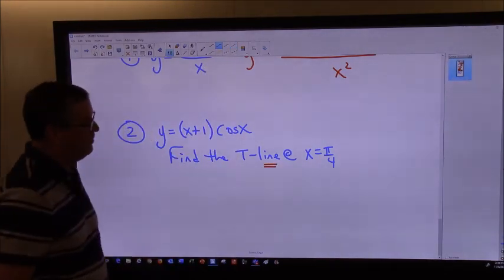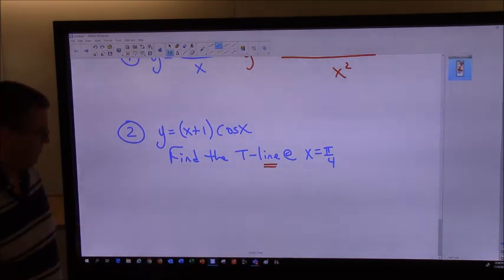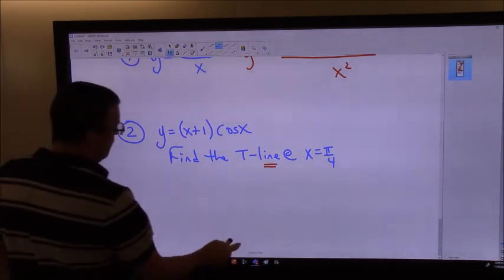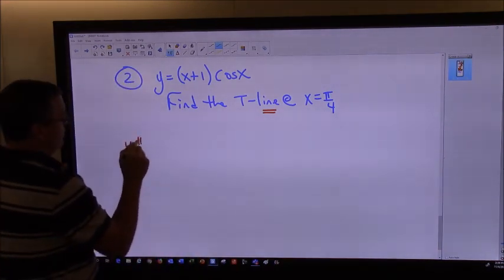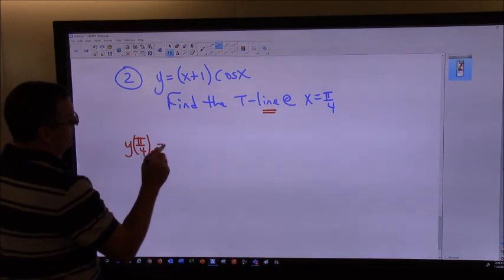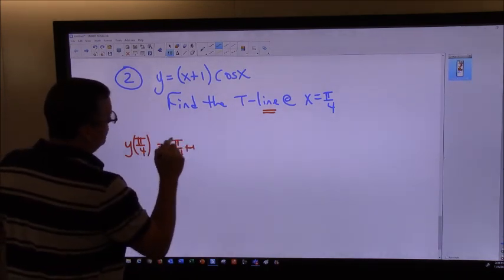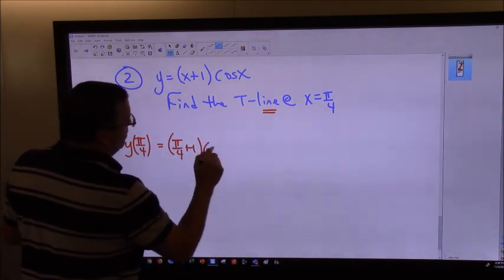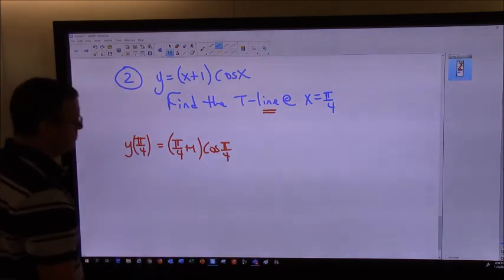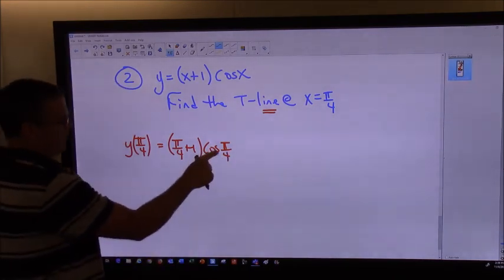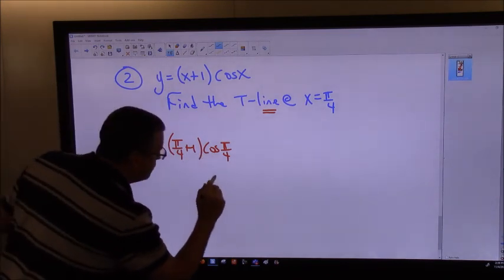So we're looking for a line, which means we need 2 things. We need a point and a slope. So I'm going to find the point first. I'm going to say that y at pi over 4 is equal to pi over 4 plus 1 times cosine pi over 4. So I know that's a middle tick mark, so that would be root 2 over 2 on the unit circle.